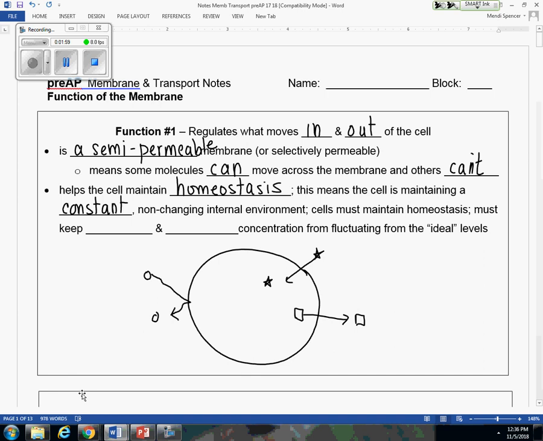And your body and your cells are always working to try to maintain those ideal levels, or you're trying to maintain homeostasis. So for example, some things that you're trying to maintain is your solutes inside and outside of the cell, and also the water that is inside and out of the cell. We're going to talk about other things that you're trying to maintain.